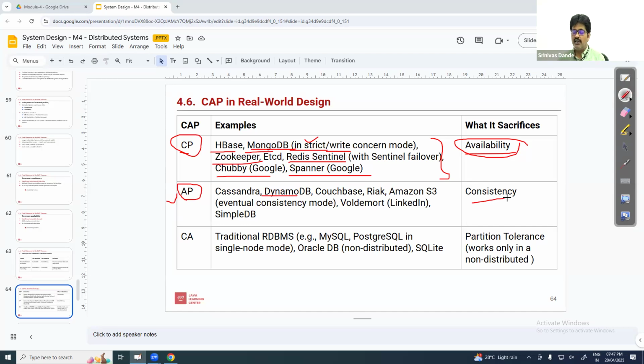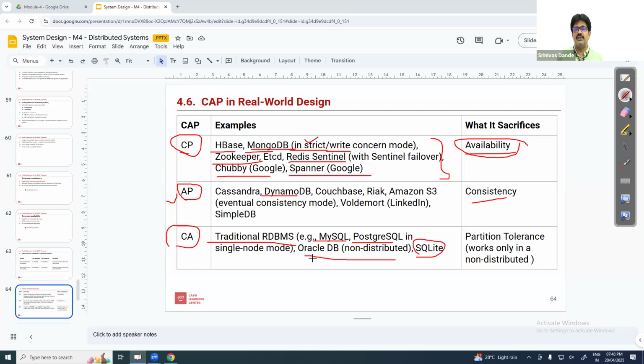And as I told you, there are CA systems. But these are traditional RDBMS systems like single node MySQL, single node Postgres, or Oracle in non-distributed mode, or SQLite. SQLite is a database running on Android devices. These are non-distributed, single node systems. In single node systems, any networking issues will come? No, partition tolerance is between the nodes.